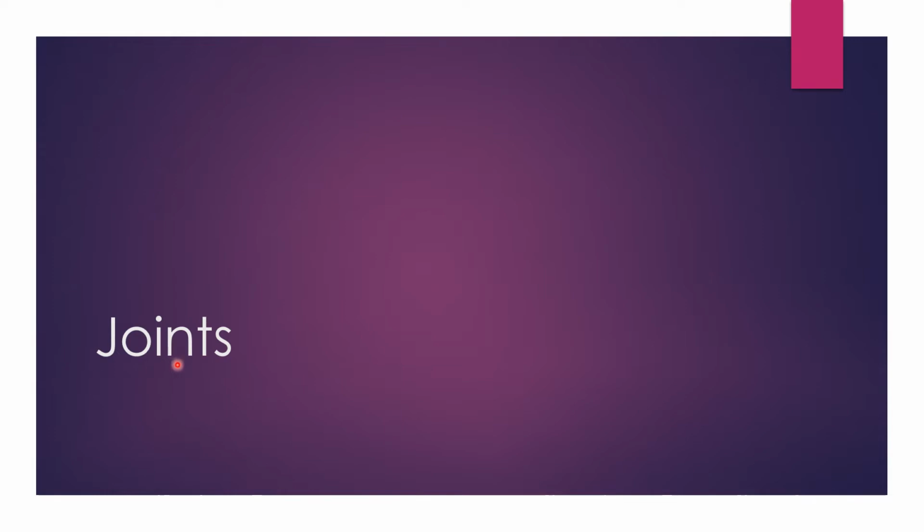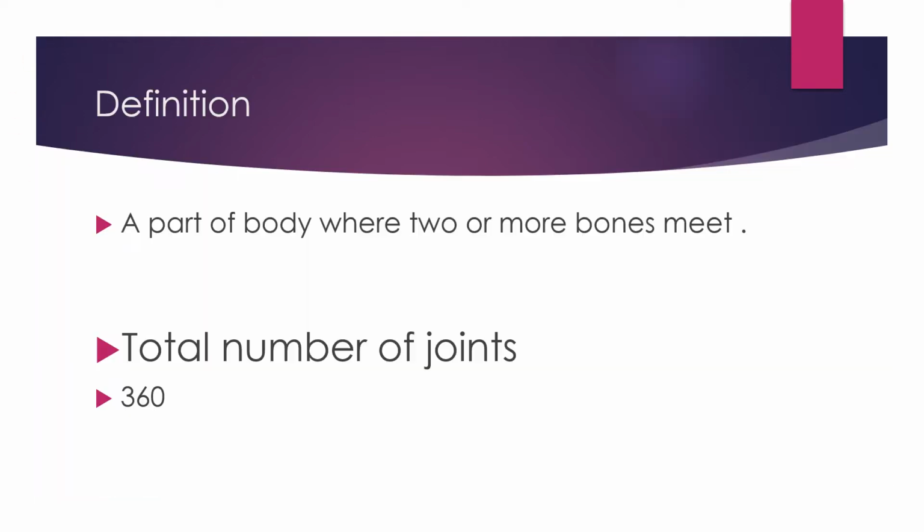Today we are going to study and start the topic that is joints. According to the definition, a joint is a part of the body where two or more bones meet. It means it is a part of the body which helps in the joining of your bones. It is a common thinking that every joint can move, but it depends upon the type of joint whether the bones may or may not move on one another. The total number of joints in the human body is 360.